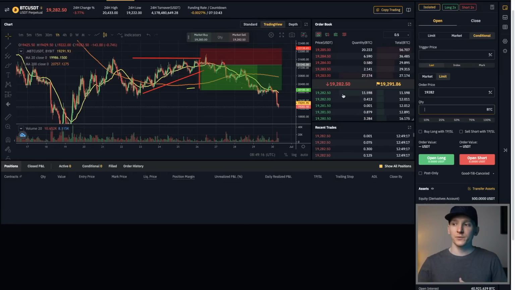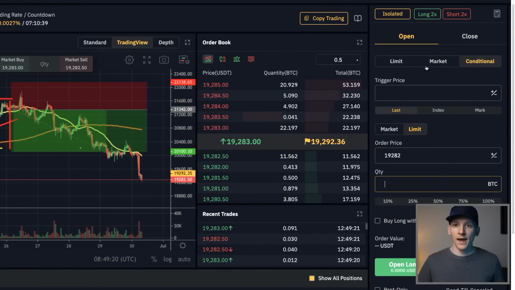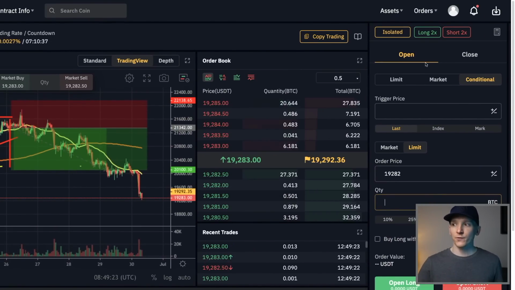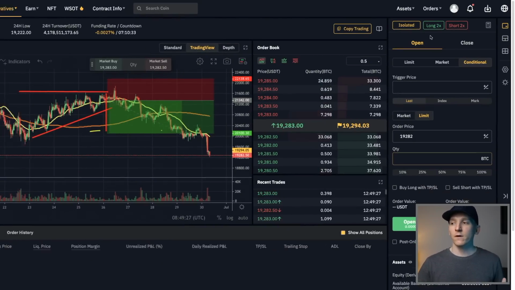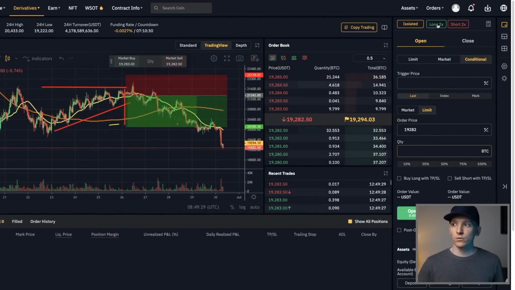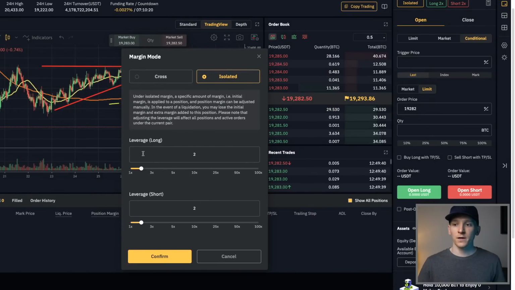The next thing you have to keep in mind when trading futures is how much leverage that you want to use. You don't have to use leverage when trading futures, but many traders do. I really suggest beginners not use any leverage whatsoever. It's very dangerous if you're using leverage, especially without knowing too much about risk management. But traders use leverage here, so you can see long 2x and short 2x. So you can change the amount of leverage that's used dependent on if you're going long or short. I'd suggest keeping them the same, but you can very easily change the leverage here, leverage long, leverage short. You can change that to how much.